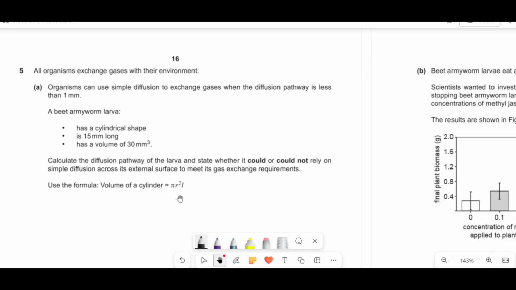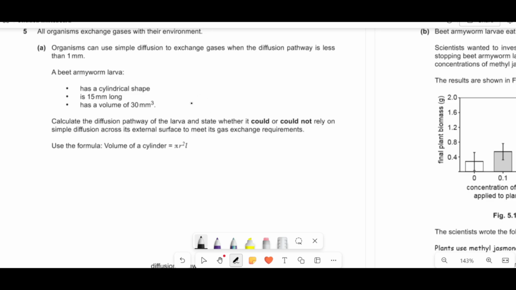So a beet armyworm larva has a cylindrical shape. It's 15 millimeters long, and it has a volume of 30 millimeters. It says calculate the diffusion pathway of the larva and state whether it could or could not rely on simple diffusion across its external surface to meet the gas exchange requirements, and use this formula: volume of a cylinder equals pi r squared L. Fine.